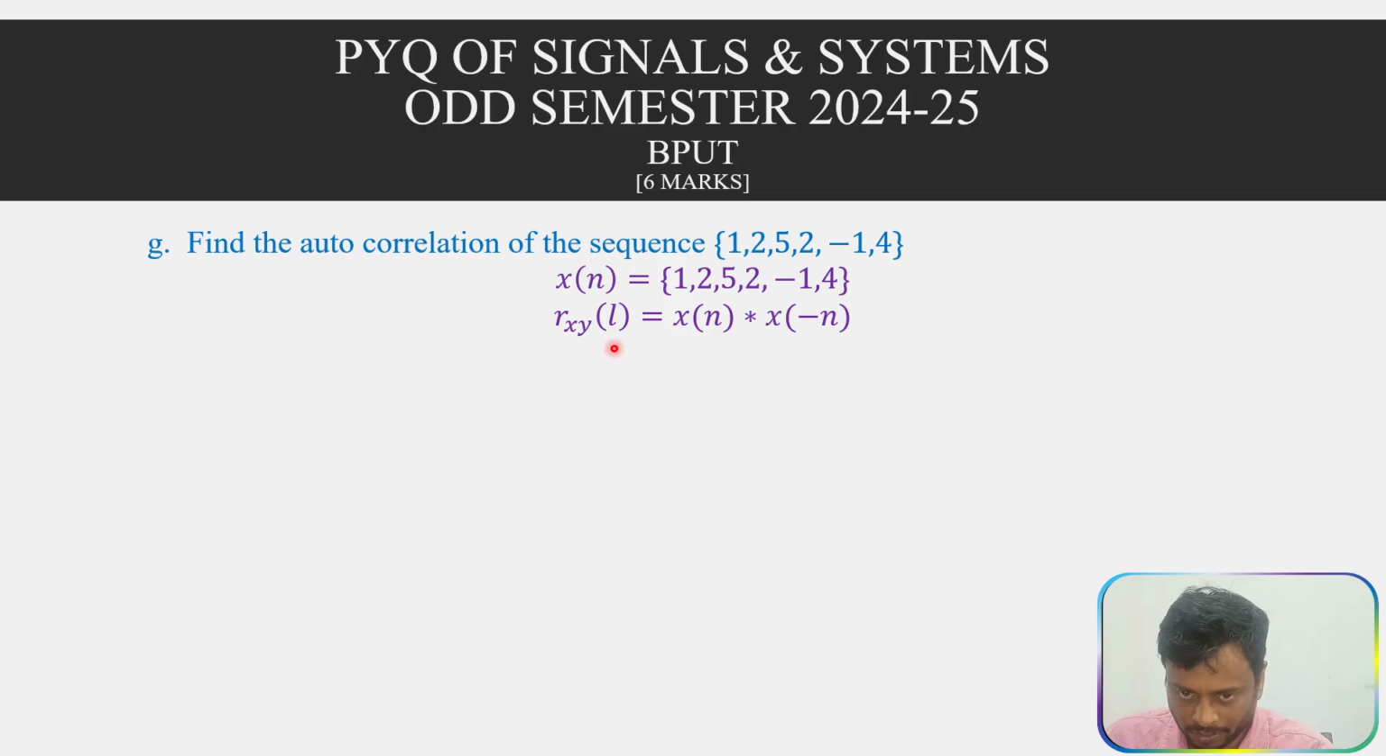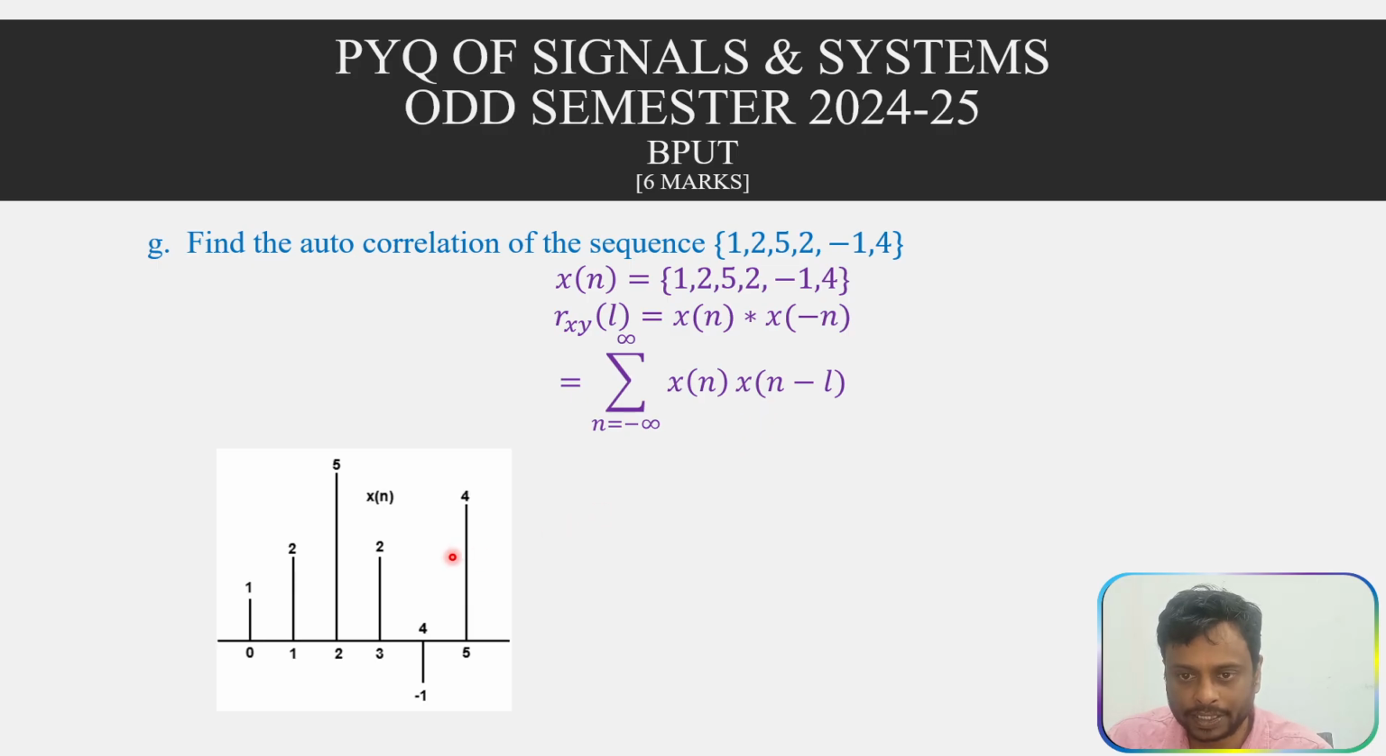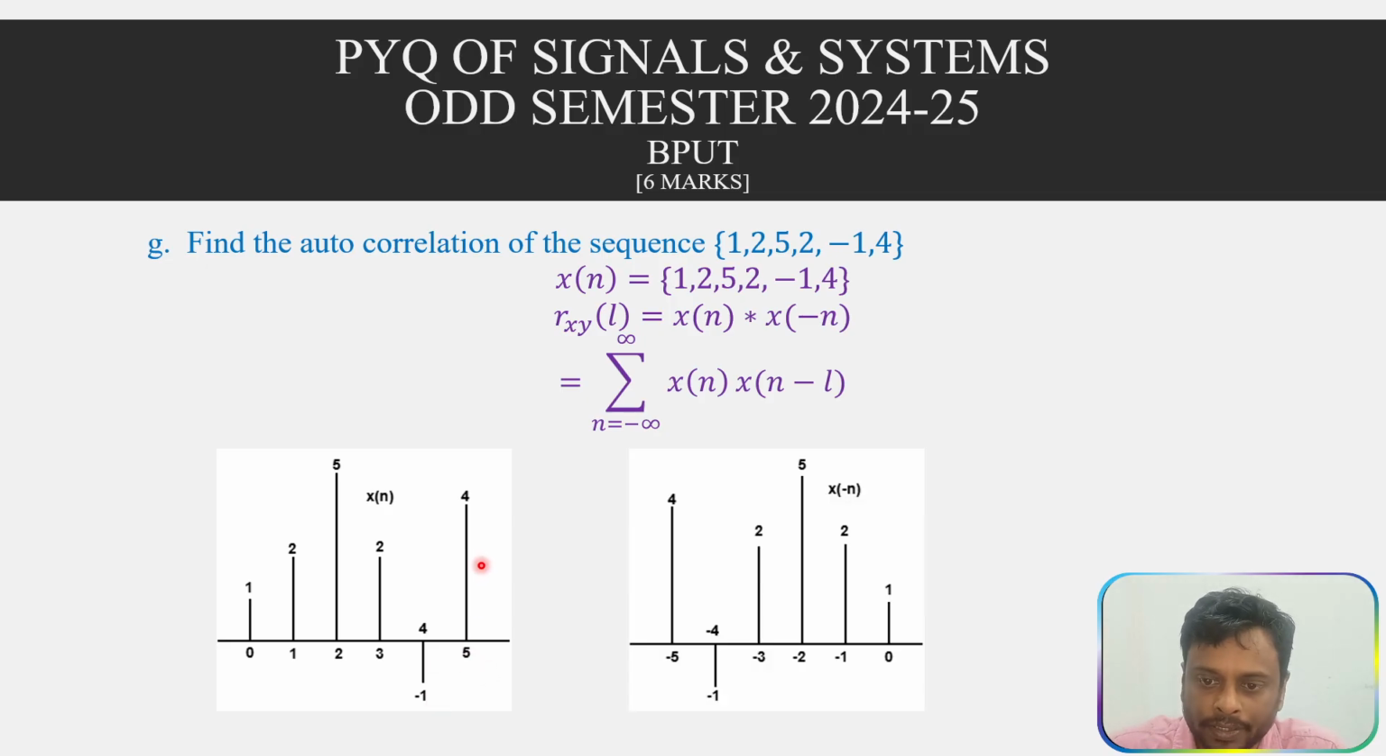So what is the autocorrelation? This is x of n star of x of minus n. So this is the formula for autocorrelation. This is x of n we have plotted. So at 0 the amplitude is 1, at 1 it is 2, likewise, and 5. At 3 it is 2, then at 4 it is minus 1, at 5 it is 4. Okay. So now this is x of minus n. So we have plotted x of minus n.